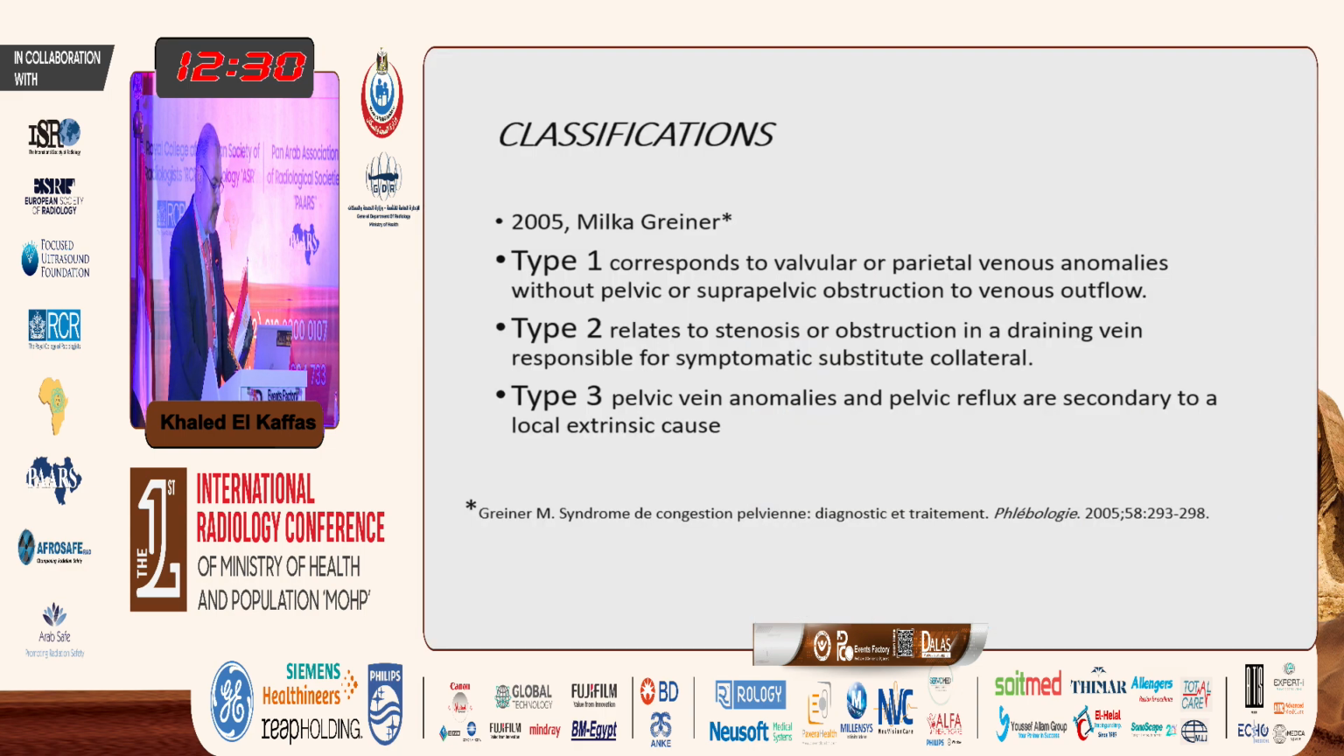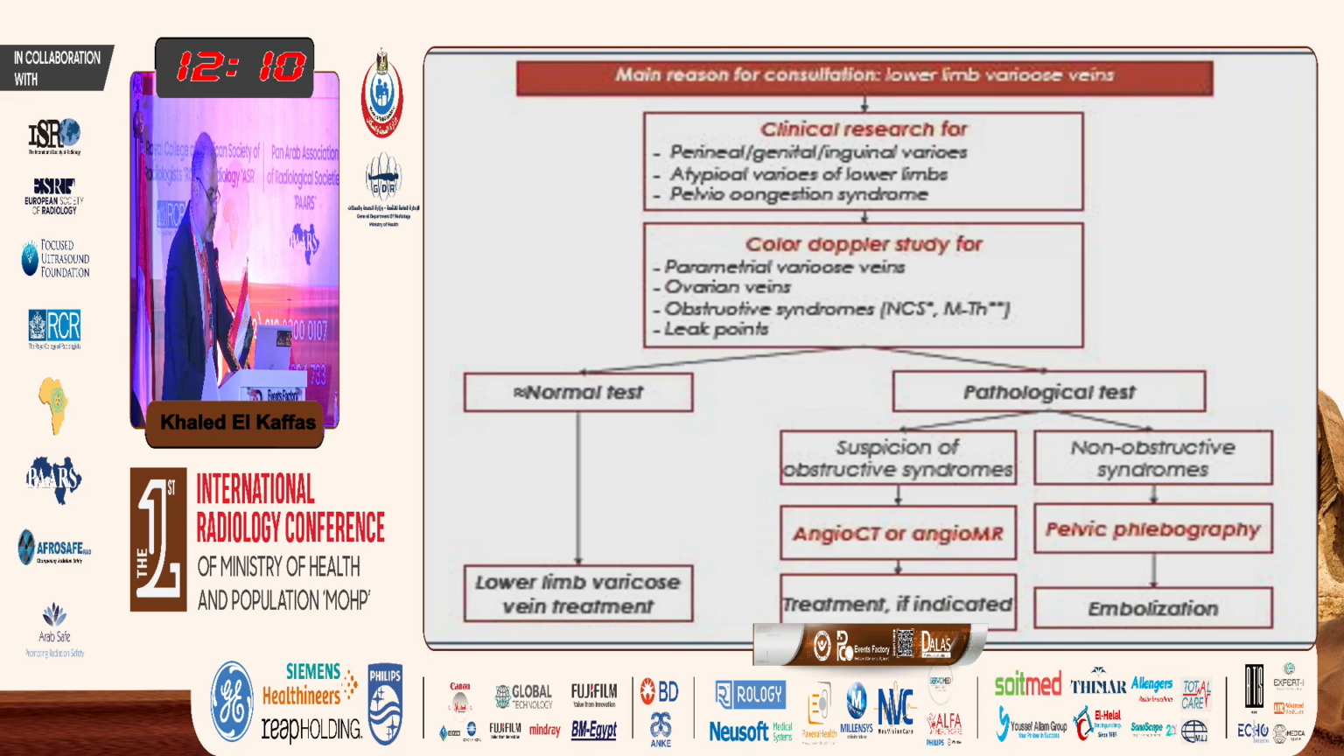It is classified by Greiner into type 1, which represents varicosis due only to reflux in the gonadal or iliac veins. Type 2 is because of obstruction at a higher level, at the level of the iliac or renal veins. Type 3 is very rare and due to other different pathologies. I know it's a very busy slide, but I will go through it with you.